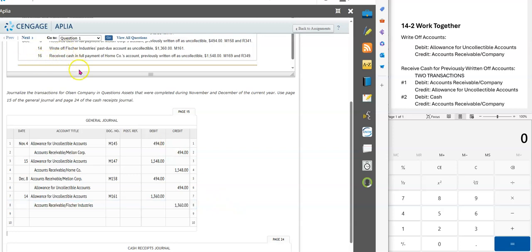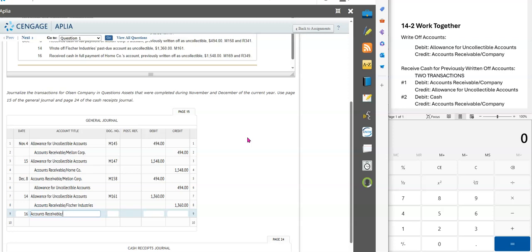On the 16th, we received cash in full payment for Horn. Okay, so Horn actually did pay us. It was previously written off. So now we have to do the two-part. We have to put it back into accounts receivable because we should have received it, taking it out of allowance for uncollectible accounts, and then put the cash that we received, and so then it's paid off, so take it out of accounts receivable. So 16th, we are going to accounts receivable and the company name because they do actually still owe us at this immediate point in time.